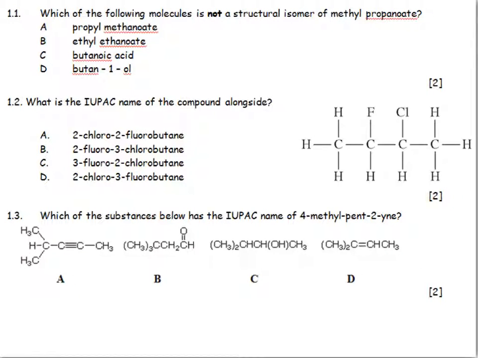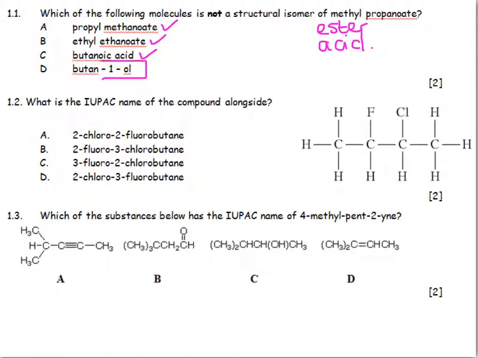Which of the following molecules is not a structural isomer of methyl propanoate? The first thing that we should know is that esters and carboxylic acids can be structural isomers of one another. They both have 2 oxygens, and your ratio of carbons to hydrogens is the same. So as a result, it looks like those 3 could all be structural isomers.